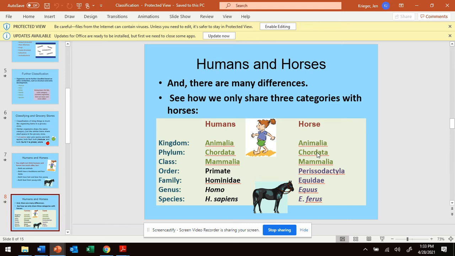Then to the right, okay, the horse, they both fall in the Animalia kingdom. The phylum Chordata, which means it has a vertebrae. Then it has the same class, which is Mammalia. But then they start to get different here, right at the next category called the order. Okay. Then they have a different family, genus, and species.